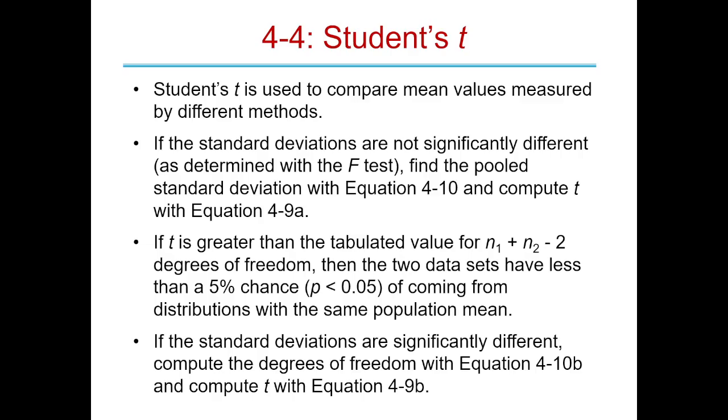If these standard deviations are significantly different, then you need to compute the degrees of freedom using the equations 4.10b, and then you would compute the t with equation 4.9b. Notice the b parts here match. See that?